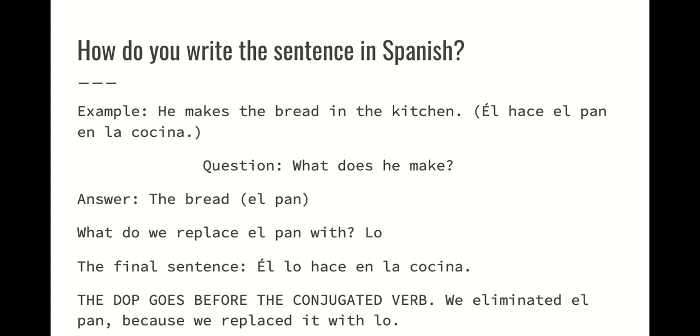In these sentences, you're going to erase the direct object because we replaced el pan with lo, so we're not going to keep the words el pan in the sentence. You would cross it out, just like you do with IOPs. So instead of saying el pan, we're going to say lo. So notice we use DOPs to shorten the sentence. So our final sentence is él lo hace en la cocina. The DOP goes before the conjugated verb. We eliminated el pan because we replaced it with lo. Okay, and that's it for IOPs and DOPs.